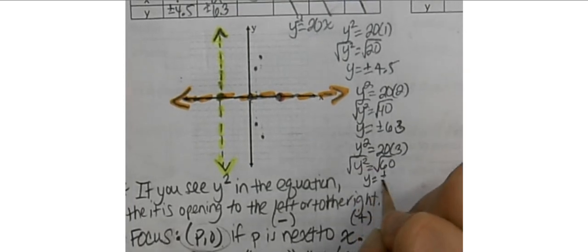Next, I'm going to let x equal 3. So I have y squared is equal to 20 times 3. 20 times 3 is 60. So I have y squared is equal to 60, and we're going to take the square root of both sides, and we find that y is equal to plus or minus 7.7.